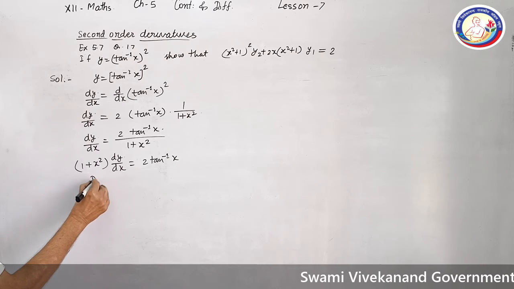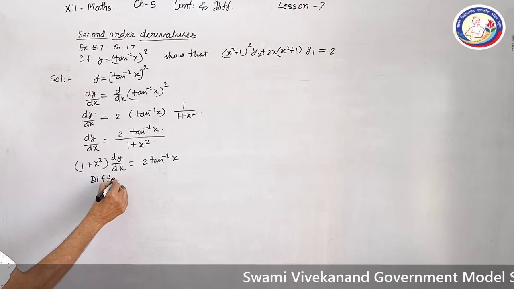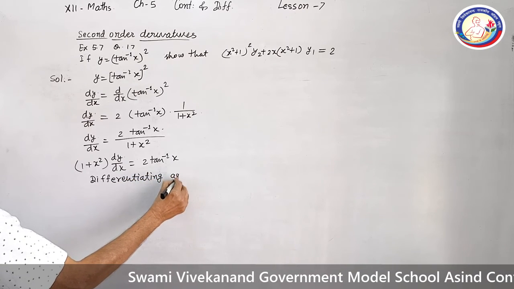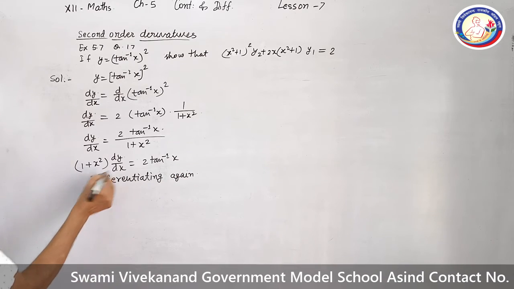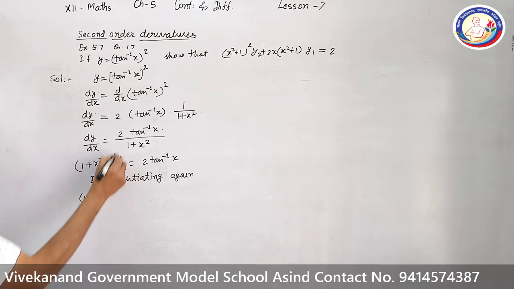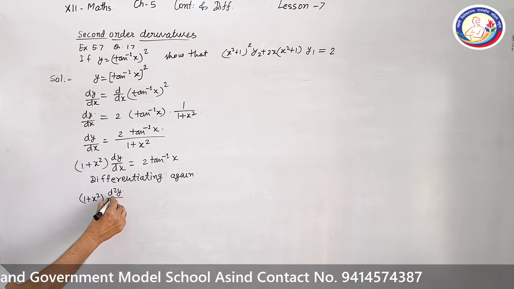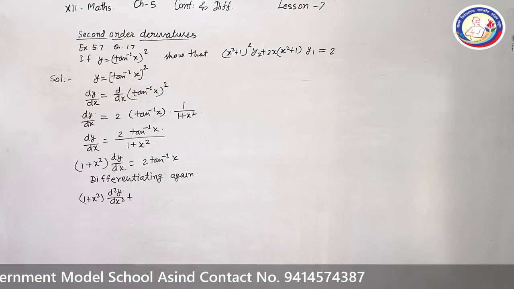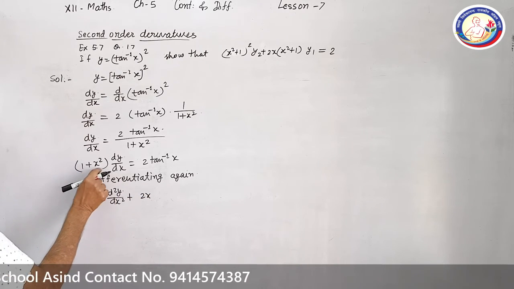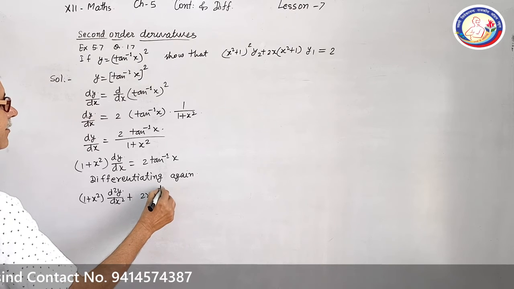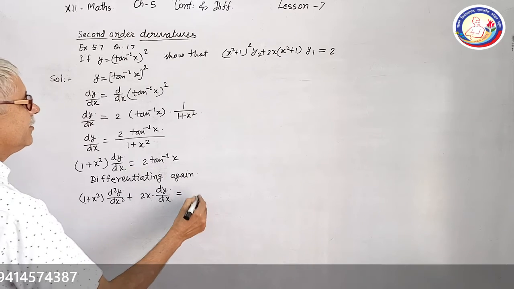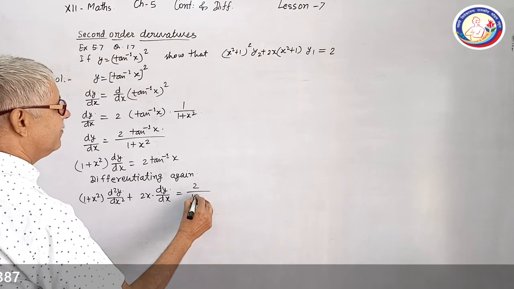Differentiating again, by the u into v method, 1 plus x square, keep as it is, and derivative of this, second order derivative. Now find the derivative of first, 2x, derivative of 1 plus x square, 1 is 0 and x square is 2x, and dy by dx, equal to, find derivative of this, 2 divided by 1 plus x square.